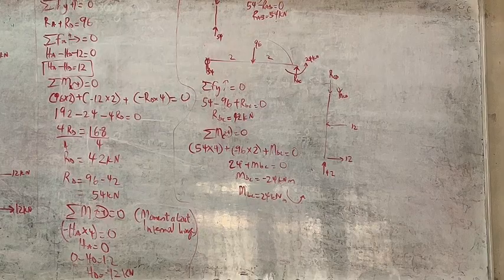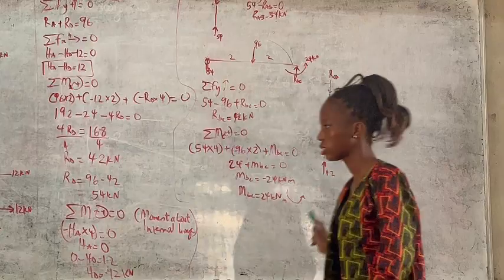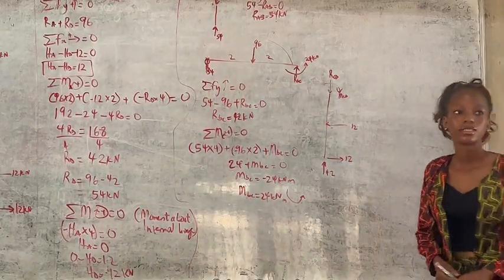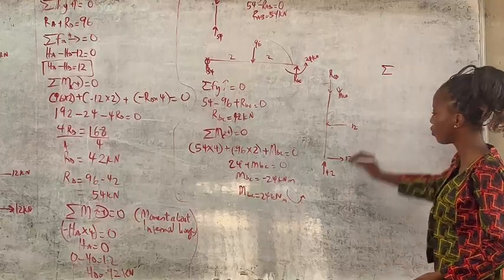Minus 12. It's balancing it. Is it this 42?